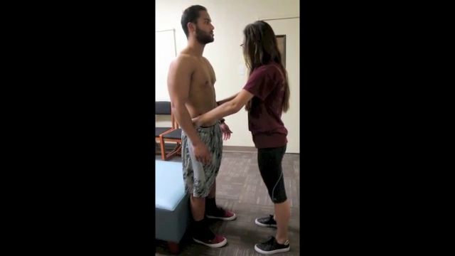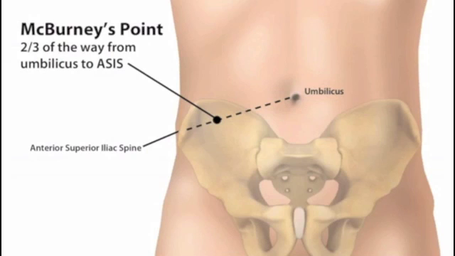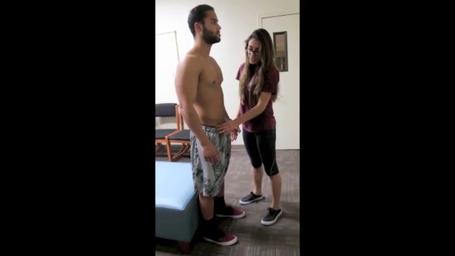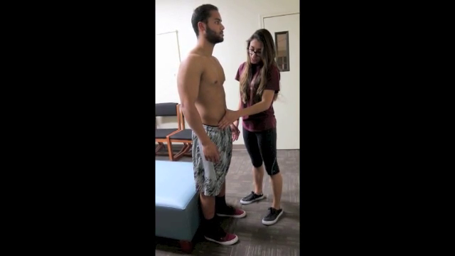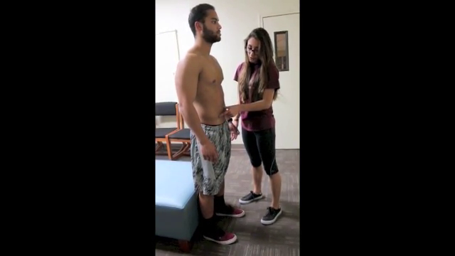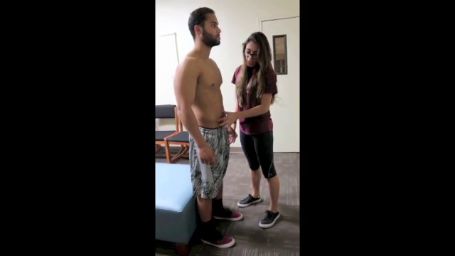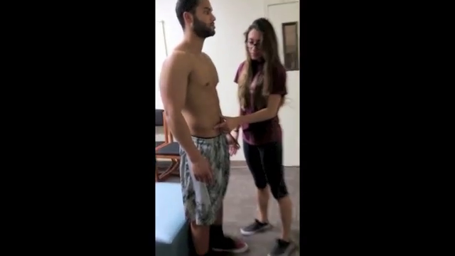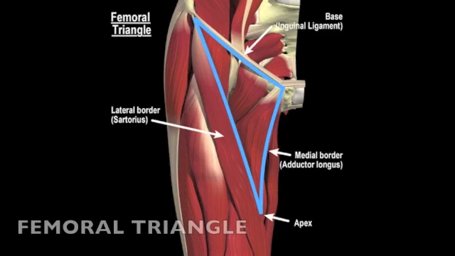crest, and this is where the iliac tubercle is located. From the ASIS to the umbilicus, the 1/3 up is McBurney's point. This is where the appendix is located. If the patient suffers from appendicitis, he will feel pain.